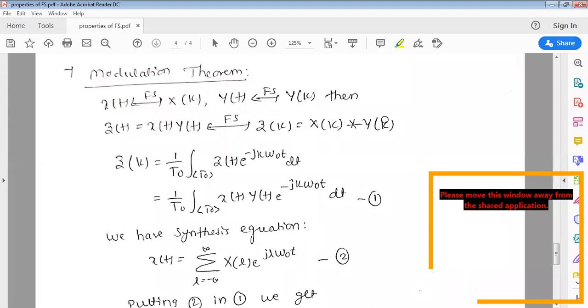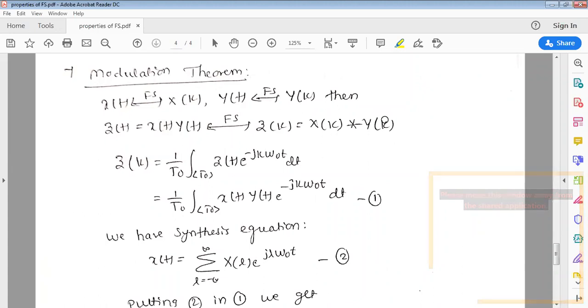If in the time domain you multiply, in the frequency domain you convolve. If in the time domain you convolve, in the frequency domain you have to multiply. So the convolution theorem and the modulation theorem are exactly opposite.